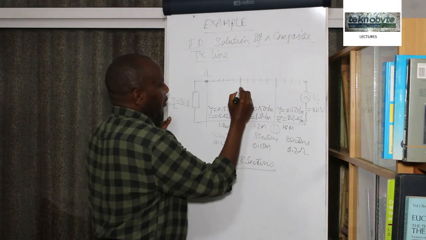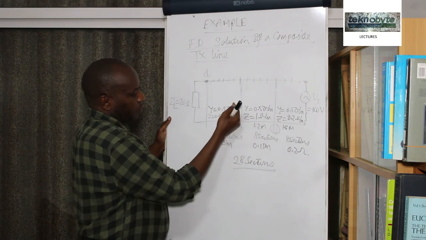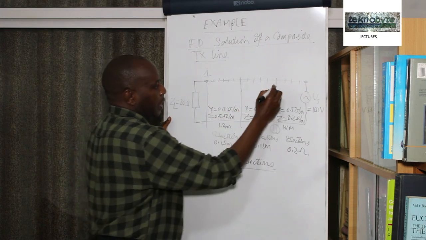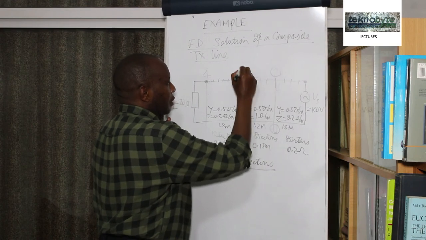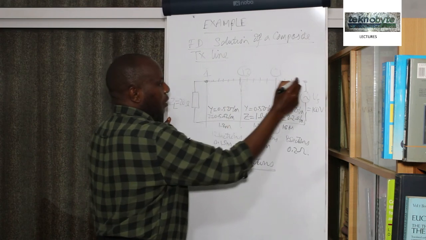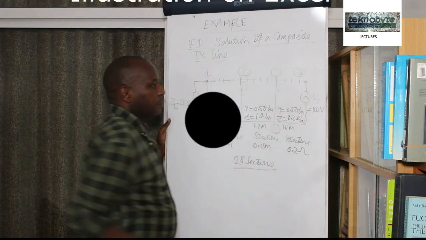Node number 13, which is very important, is where the first part of the line joins the next, and node number 21. Let me put it here, 21. This is 13, this is 1, and then of course the second last node here will be 28.